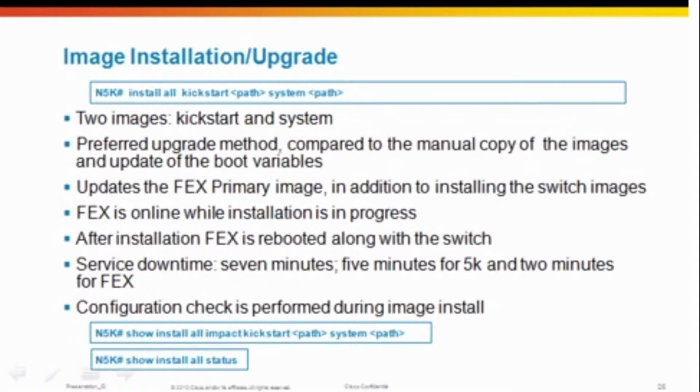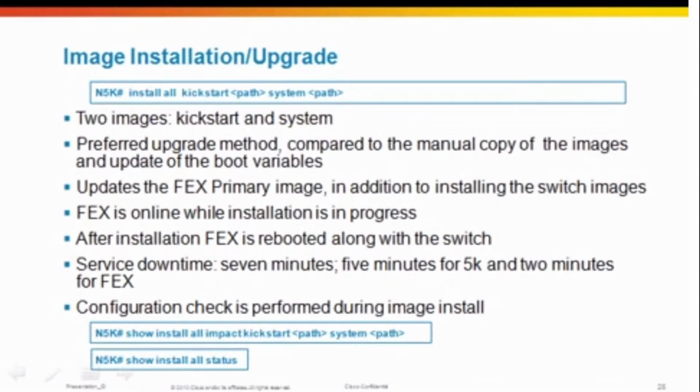There's a configuration check that's performed during image install. So you can see that with the show install all impact kickstart and show install all status. So you can see what has happened, if there's anything that went wrong and why. Keep in mind to use install all. This will also take care of upgrading everything properly, such as the power sequencer. So use that command and don't only set the boot strings to a newer code, as you can do on iOS, but I strongly recommend you use the install all command.